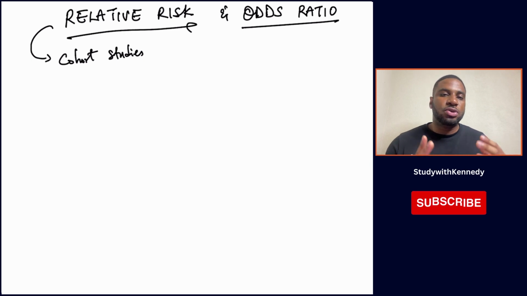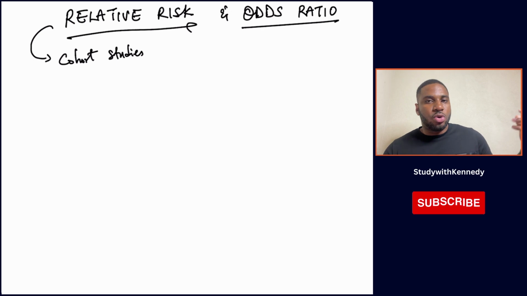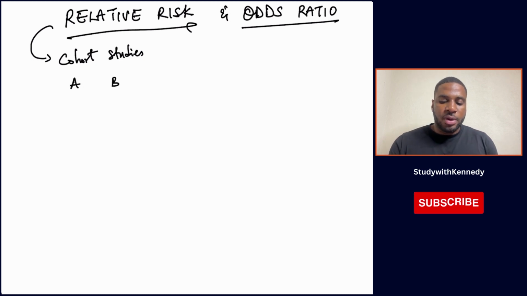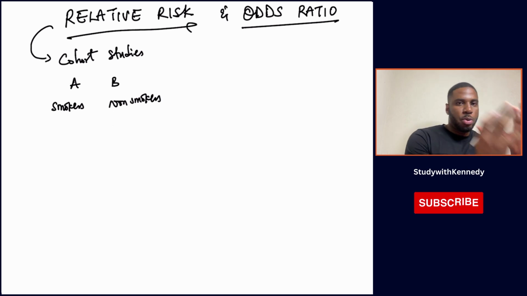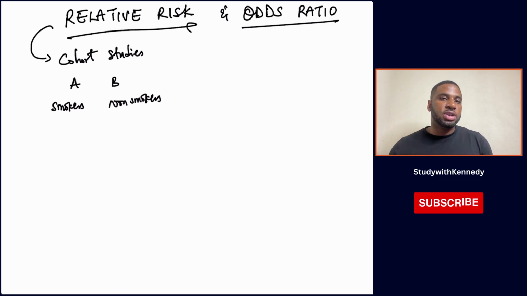A group of people that do similar things are described as a cohort. So if someone says you and your cohort, they mean you and your friends, a group of people that behave like you. So when we do cohort studies, we get two groups of people, say group A and group B. For example, group A are smokers, group B are non-smokers. So group A will be one cohort, group B will be another cohort.